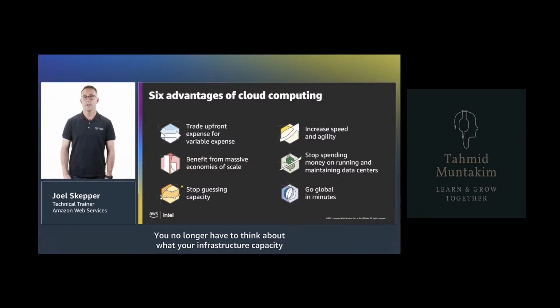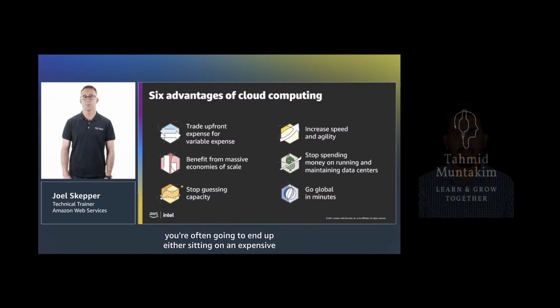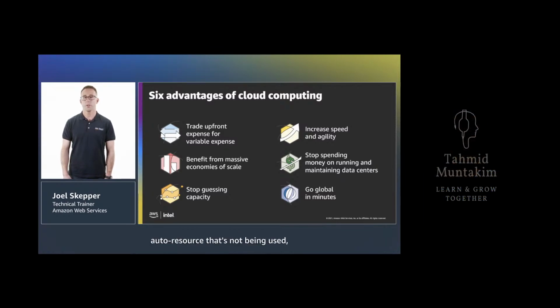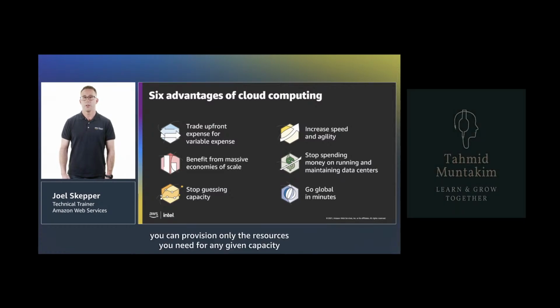You no longer have to think about what your infrastructure capacity needs are going to be in the next 3, 6, 12 months, or even years from now. When you make a capacity decision before deploying an application, you're often going to end up either sitting on an expensive idle resource that's not being used, or maybe dealing with limited capacity if you decide to set aside fewer resources up front. Utilizing AWS Cloud, you can provision only the resources you need for any given capacity, and add or remove resources as your requirements change.